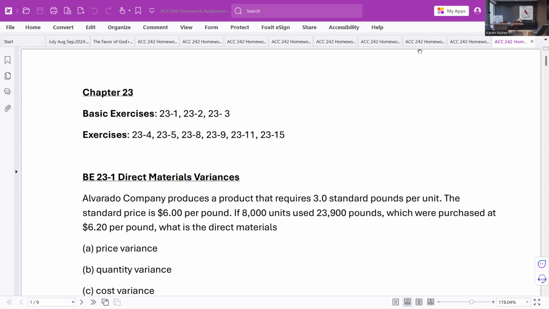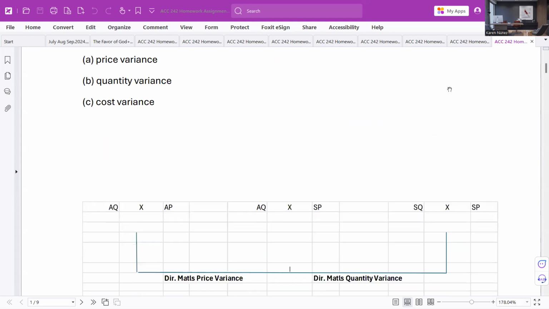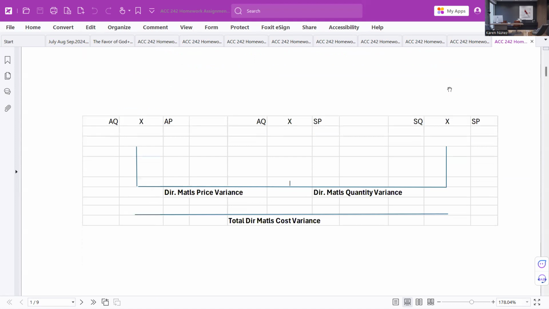So we're looking at evaluating variances from standard costs. What I'm going to be doing in this problem-solving session is using the basic approach to variance analysis that's introduced in the chapter and that I used in the lecture. When we look at materials variances, we're going to look at the direct materials price variance, the direct materials quantity variance, and when you put the two together, you've got a direct materials cost variance.